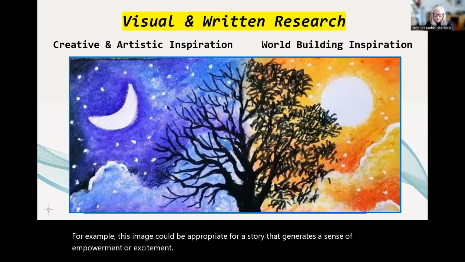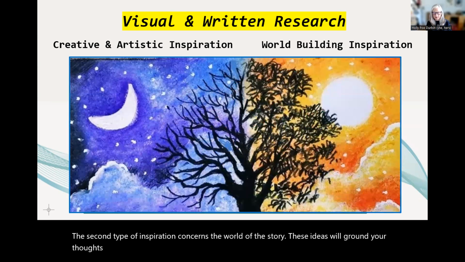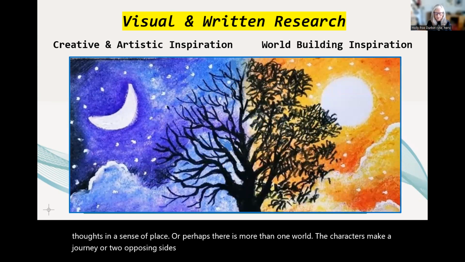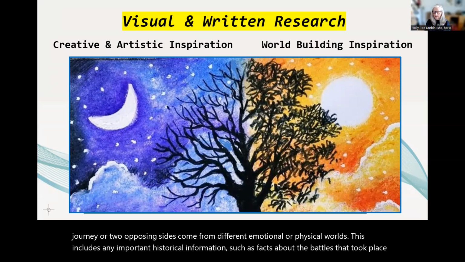The second type of inspiration concerns the world of the story. These ideas will ground your thoughts in a sense of place. Or perhaps there is more than one world. The characters make a journey, or two opposing sides come from different emotional or physical worlds. This includes any important historical information, such as facts about the battles that took place or other key events.